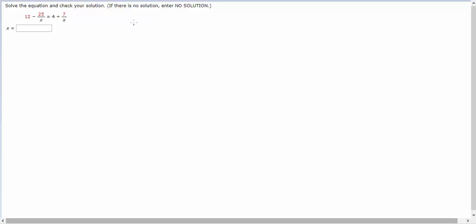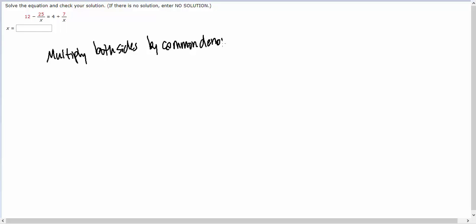We have a question here that looks a little bit scary, but I think we can work through it. So when we have an equation like this where we have denominators, remember our strategy is to always multiply both sides of the equation by the common denominator. Right? And what that does is it eliminates fractions. It makes the fractions disappear.